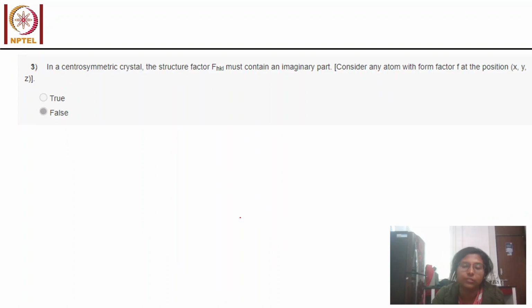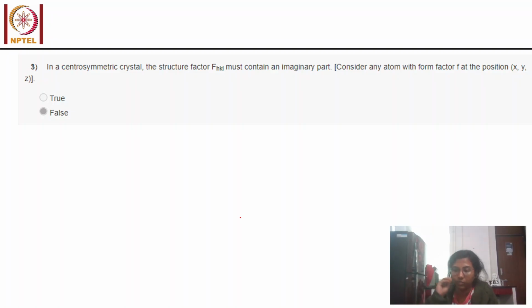And then we come to this third question. This was an interesting question, true or false: if we have a centrosymmetric crystal, the statement was that in a centrosymmetric crystal the structure factor F(hkl) must contain an imaginary part. So how to proceed with that? What is a centrosymmetric crystal? A centrosymmetric crystal basically means that we have an inversion center.